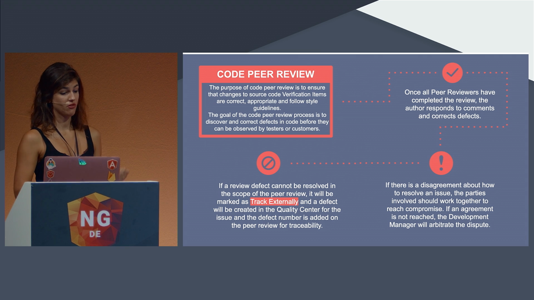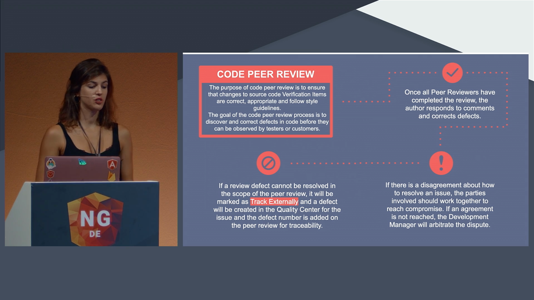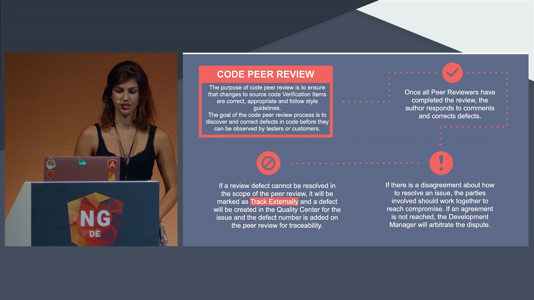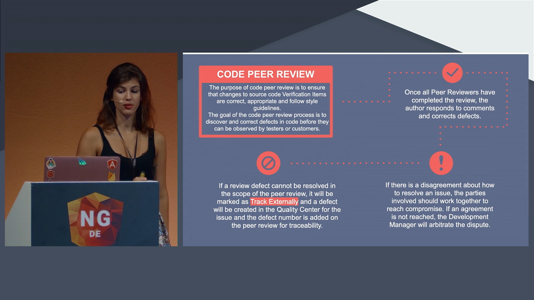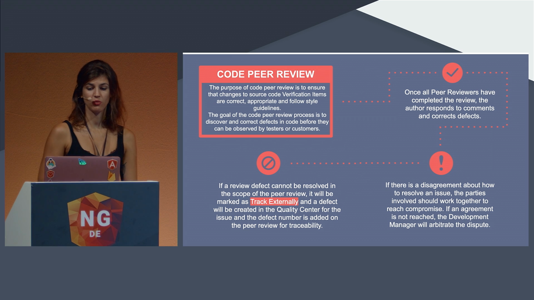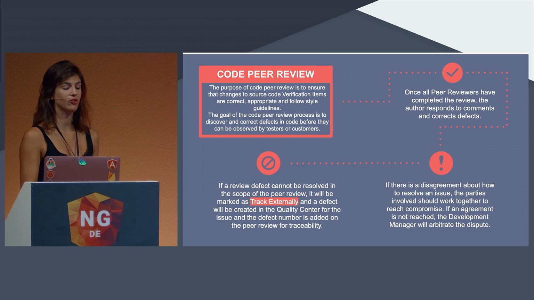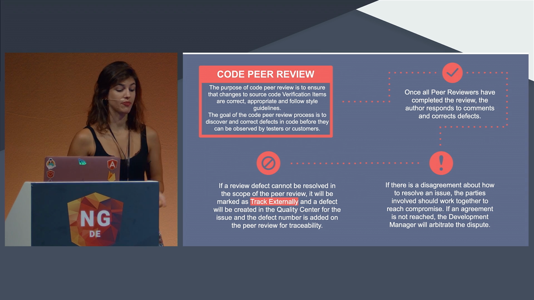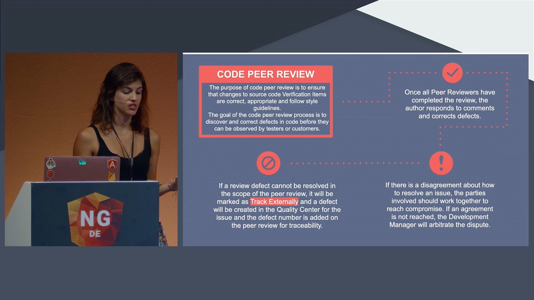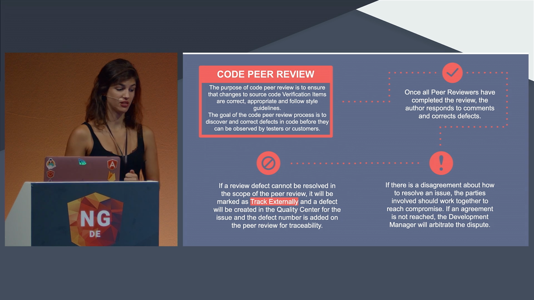For example, a first step would be: once all peer reviewers have completed the review, the author responds to comments and corrects defects. This also covers disagreements, so that when there is a conflict within the team, there is a predetermined way to deal with that disagreement instead of relying on office politics to get the answer. For example, if there's a disagreement about how to resolve an issue, the parties involved should work together to reach a compromise. If an agreement is not reached, the development manager will arbitrate the dispute.